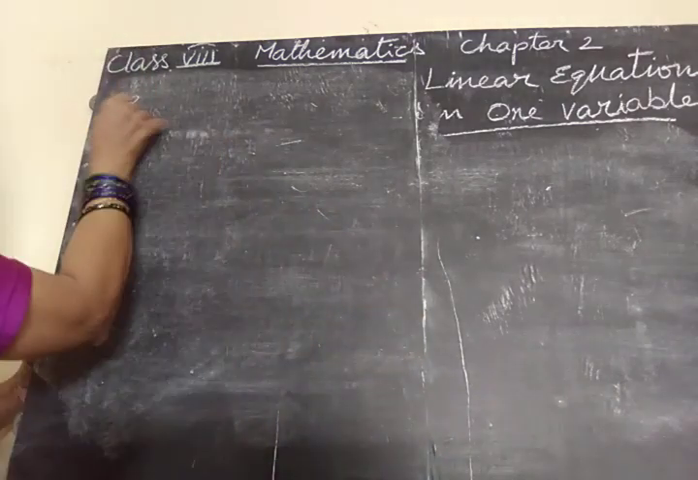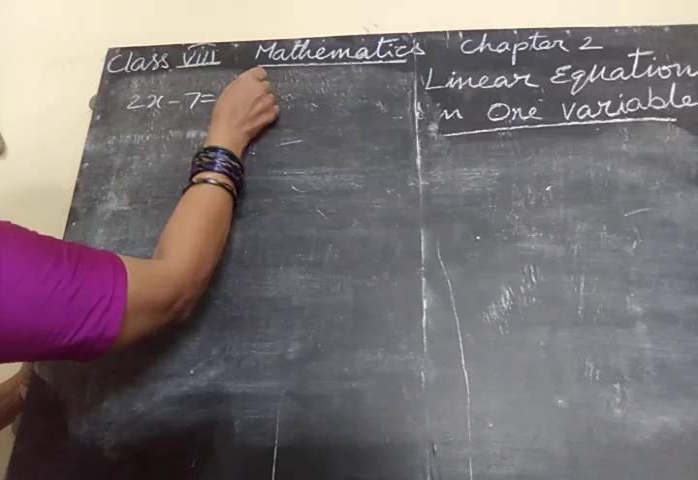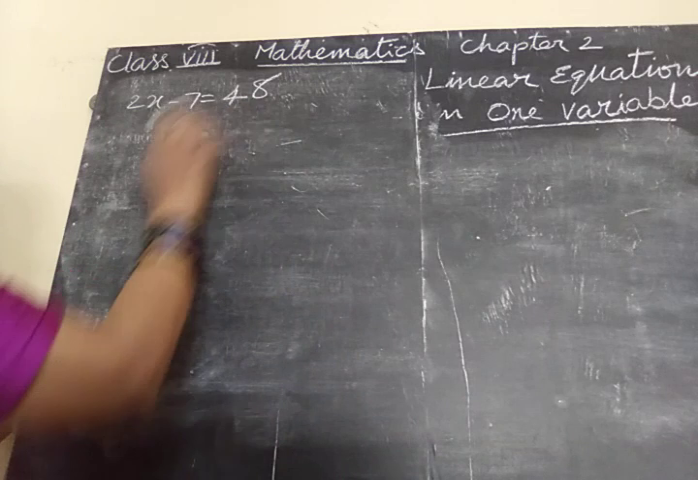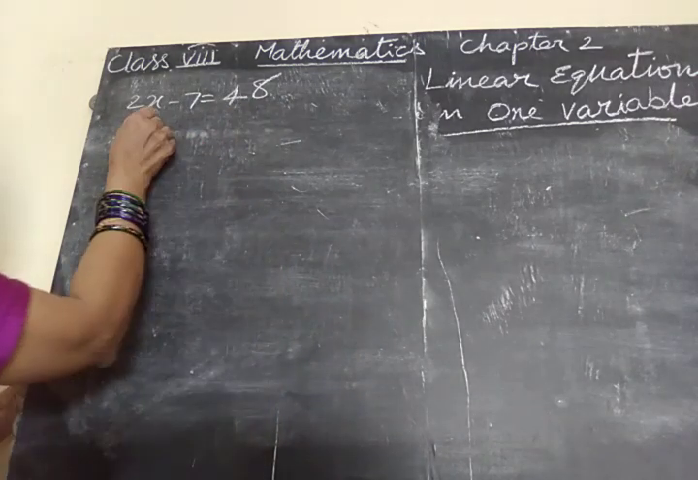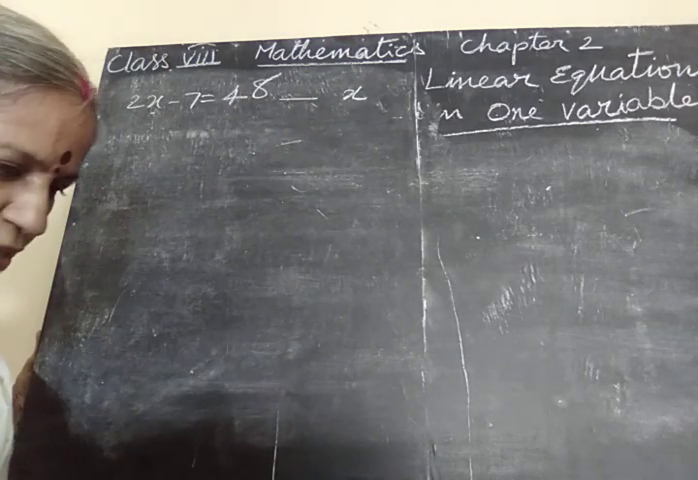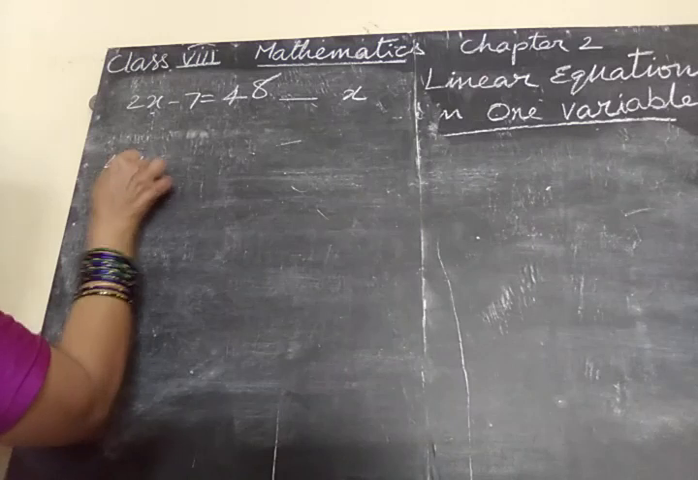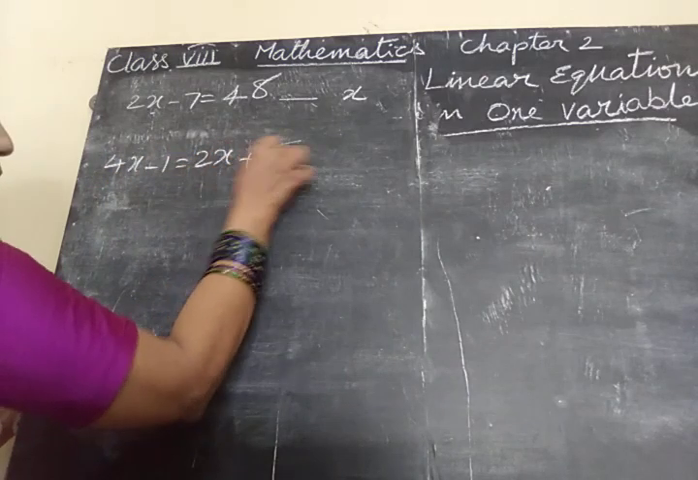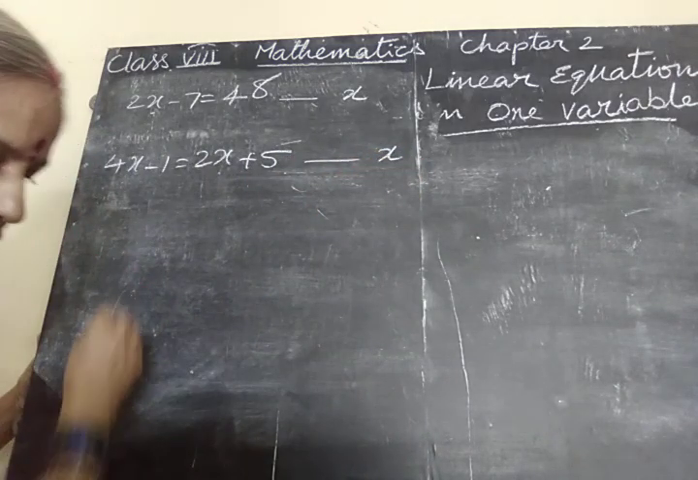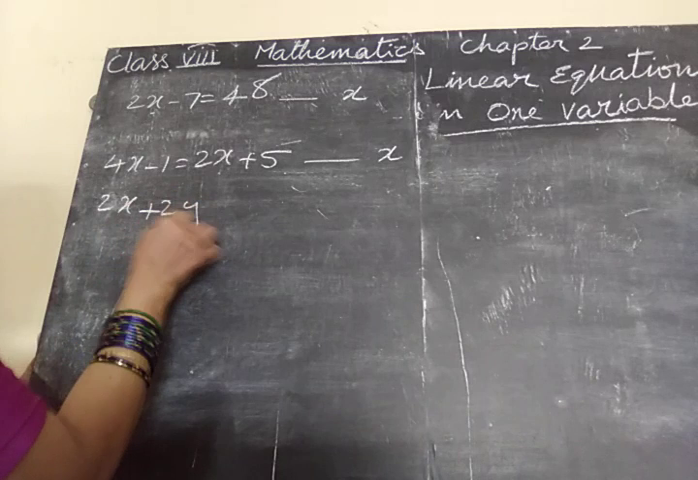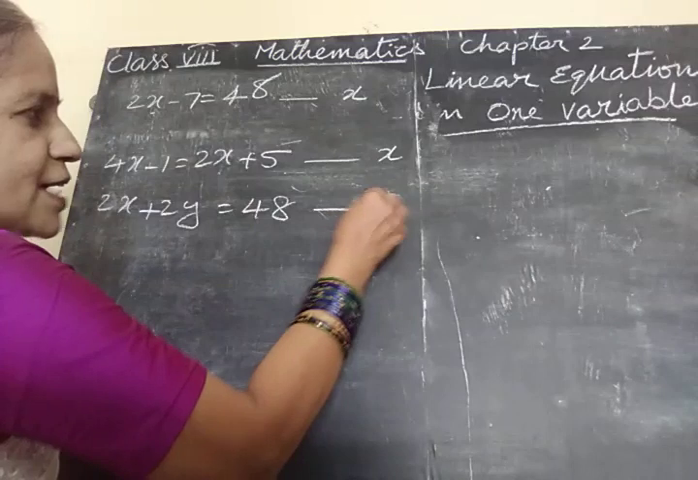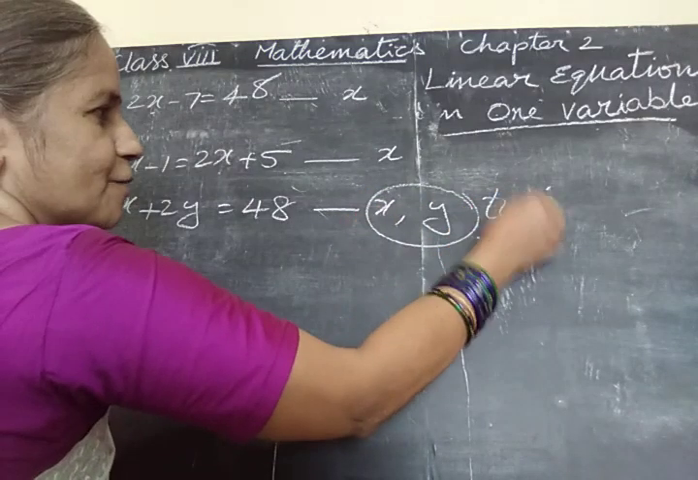See here, 2x − 7 = 48. Okay, that is one equation. So is it linear or not? Yes, linear only. So how many variables are there? Only one variable, that is x. And next one, 4x − 1 = 2x + 5. How many variables are there? Only one variable, that is x only. And another equation, 2x + 2y = 48. How many variables are there? 2 variables. x and y, 2 variables are there.